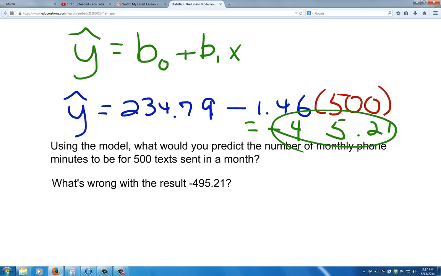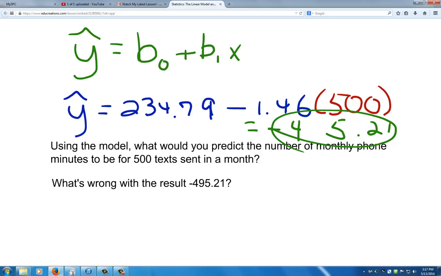Think about that answer. What's wrong with the result, negative 495.21? The problem with our result is that we've predicted a value for y that's a negative number. Within the context of our data, you can't actually speak a negative number of minutes on the phone over the course of a month. This result would indicate that using the number 500 within this model would be extrapolation. In other words, our linear model may be effective, but it's most likely only effective for values far lower than 500.